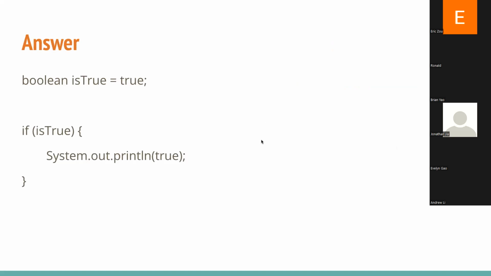So the answer is pretty simple. boolean, we named it isTrue, is equal to true at first. And if isTrue, then System.out.println true. So when the variable is just in the parentheses like that, and it's a Boolean, the default for an if statement is true. So although it doesn't say it, this if statement is actually written as isTrue equal to true, then print true, which is kind of confusing. But I guess it's just a cleaner way to say isTrue without typing in the two equal signs and then another true. So that's that.